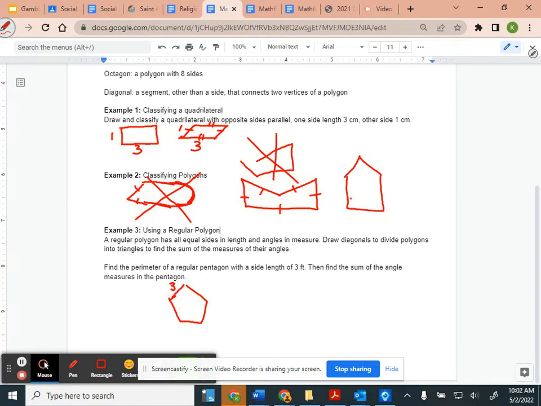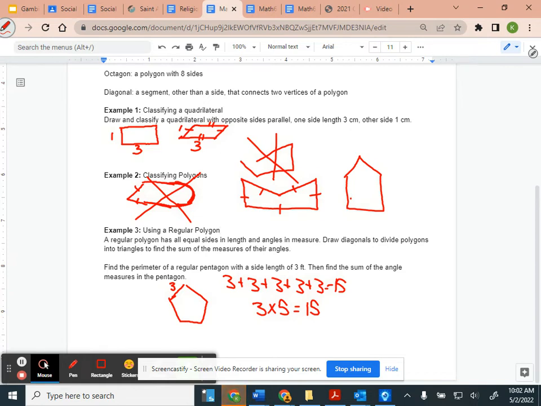Not 3 to the power of 5, because that would be 3 times 3 times 3, and we want to add them. 3 times 5. So 3 plus 3 plus 3 plus 3 plus 3 is the same as saying 3 times 5. We get the same answer. So our perimeter is 15.